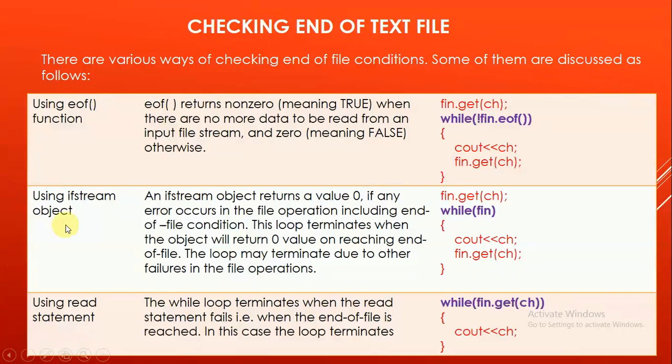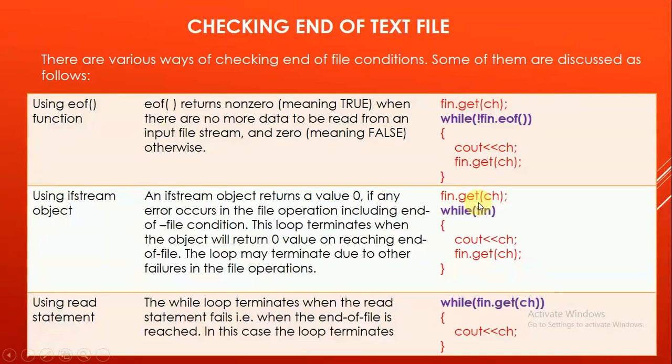Now using an ifstream object, an ifstream object returns a value 0 if any error occurs in the file, including end of file condition. So this loop terminates when the object returns 0 on reaching the end of the file. And please remember that in this case, the loop can also terminate when there are other failure operations in the file. So let us see how I can use it.